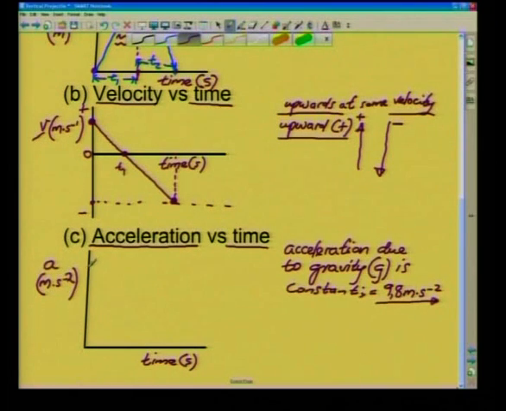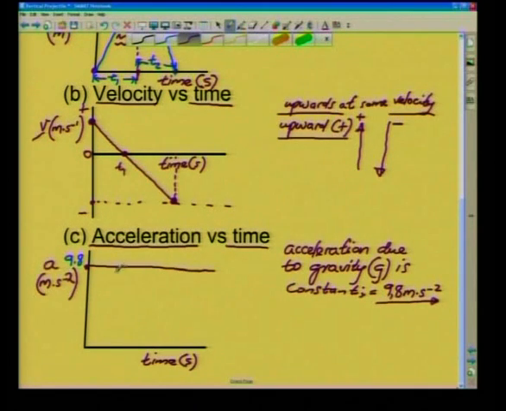If that point is our 9.8 point, on the graph of acceleration versus time, this line shouldn't be slanting like that. Acceleration due to gravity will remain constant throughout the motion. It is 9.8 meters per second squared.